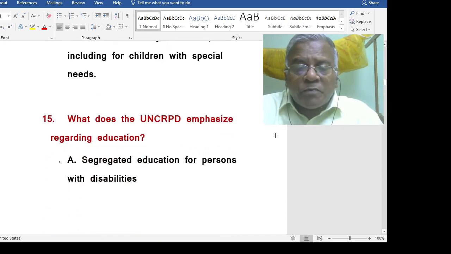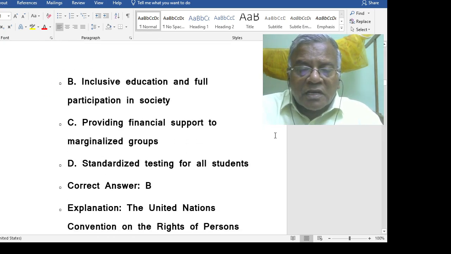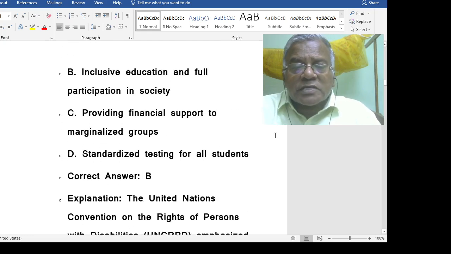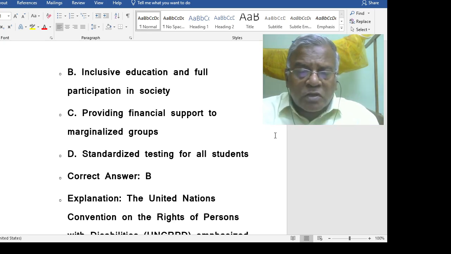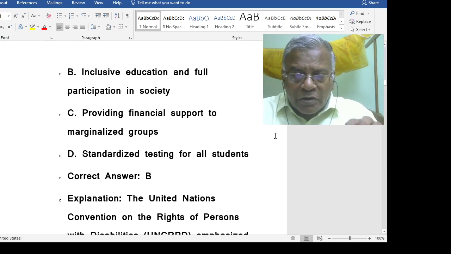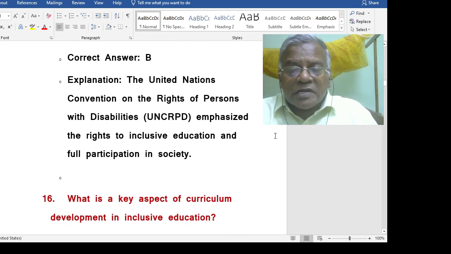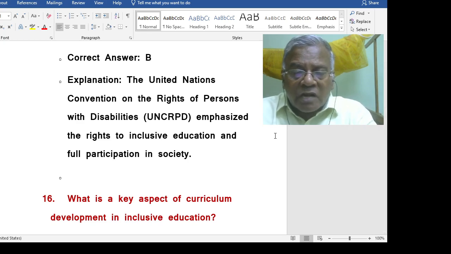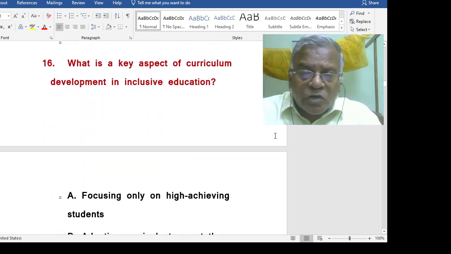What is the UNCRPD, the international organization? What does the UNCRPD emphasize regarding education? That is B1, inclusive education and full participation in society. Inclusive education should be given and all students should participate fully in society. That is the idea. They should participate in all the activities of the society without any differences. The United Nations Convention on the Rights of Persons with Disabilities, UNCRPD, emphasized the rights to inclusive education and full participation in society.